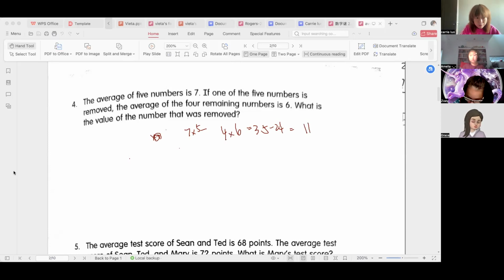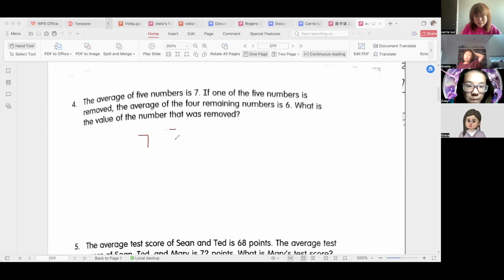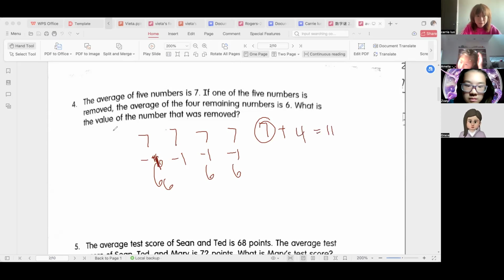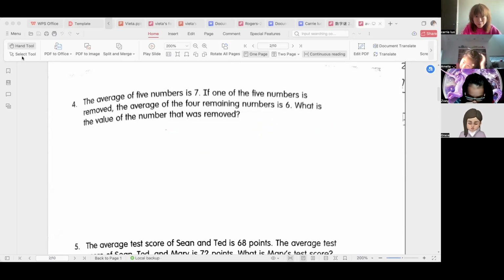But we can also think about it the other way. Before, there were 5 numbers, and we remove one number, so the average became 6. So you can think about it: 7 has been removed, plus another, every single number has minus one, minus one, minus one, minus one. So how many ones have been minus? 4. So 7 plus 4 equals 11. You can directly get the answer as well by looking at them, okay?